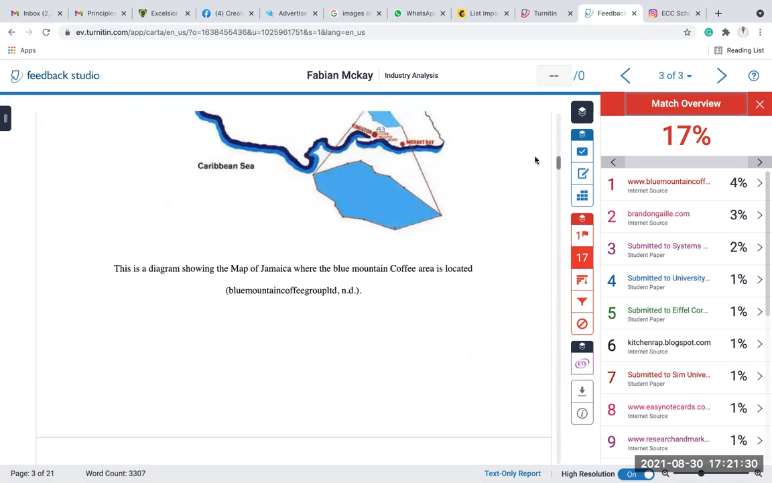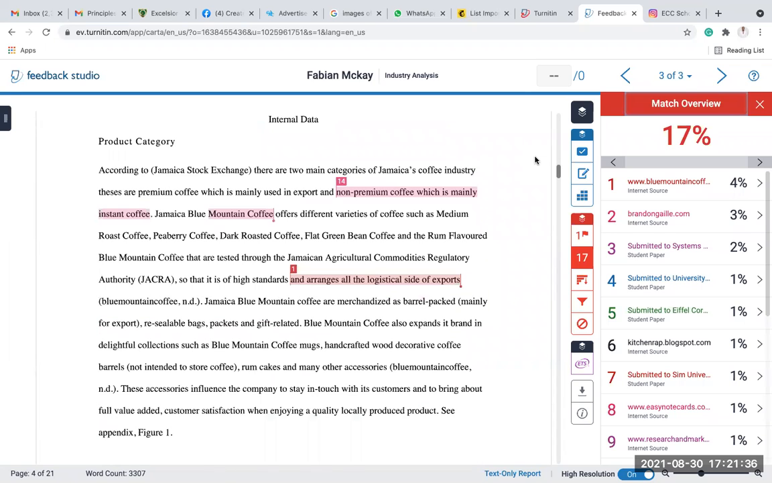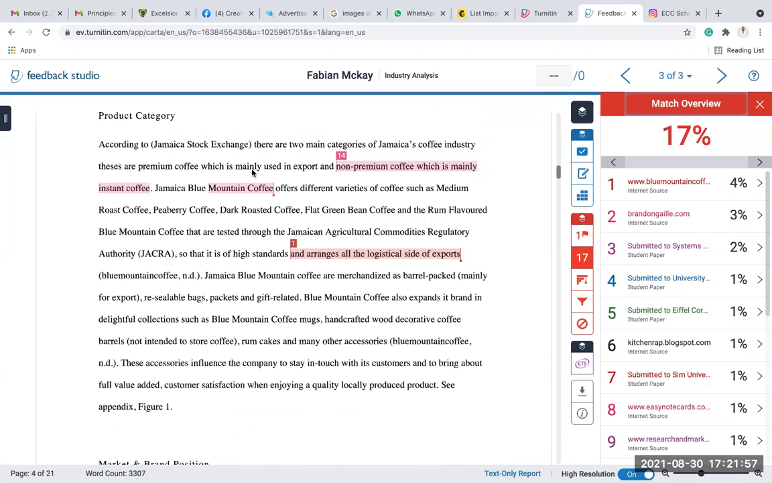I like the use of the graphic. Then I'm seeing internal data. So if you're saying according to Jamaica Stock Exchange, you should not have Jamaica Stock Exchange in parentheses. What you should have is the year. This is what is called non-integrated quoting. I'm seeing the year. So in this case, Jamaica Stock Exchange is a part of the sentence, so the only thing that should be in parentheses is the year. You only put the name of the source in brackets when it ends the sentence, like here.